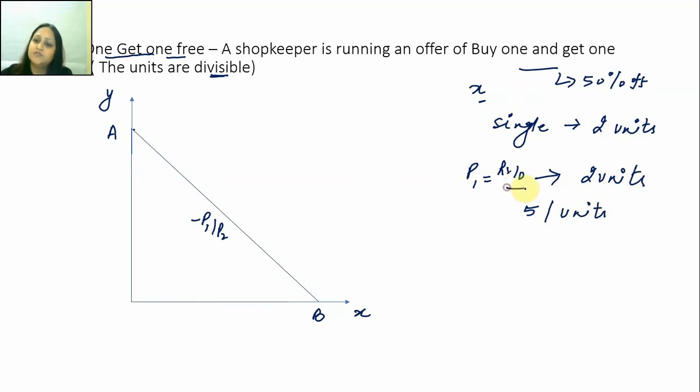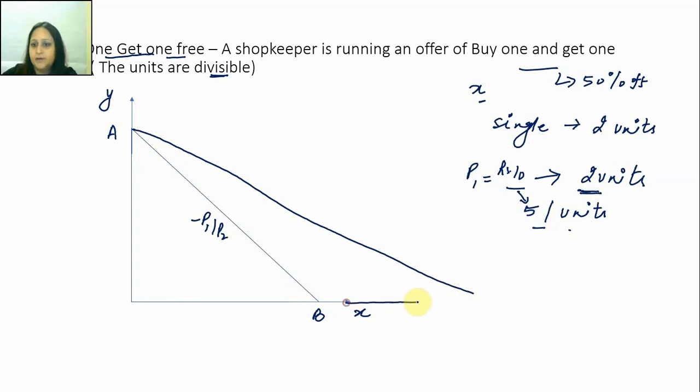Do you understand? 10 रुपए का मैं एक गुड खरीदती हूँ, एक मुझे फ्री मिलता है, तो इसलिए 10 रुपए में मुझे एक यूनिट नहीं मिल रहा, मुझे कितने यूनिट्स मिल रहे हैं? In 10 rupees, I'm getting 2 units. So it's actually right that my price has gone from 10 rupees a unit to 5 rupees a unit, which is why my budget line will swivel outward like this.